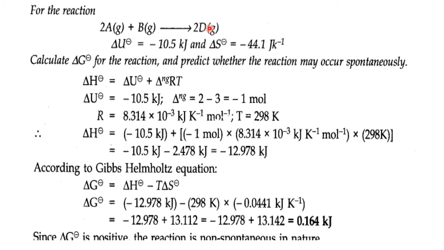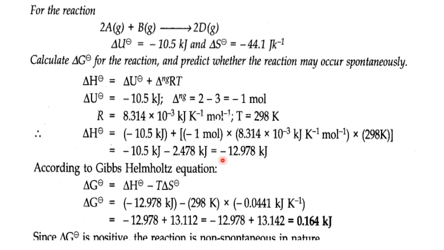There are two gaseous products and three gaseous reactants, so 2 minus 3 equals minus 1. R is either given or you have to take it down. T is 298 Kelvin, normal temperature. Now delta H equals delta U plus delta n_g RT. After simplification, what do we get? Delta H equals minus 12.978 kilojoules. So we now know the delta H value.